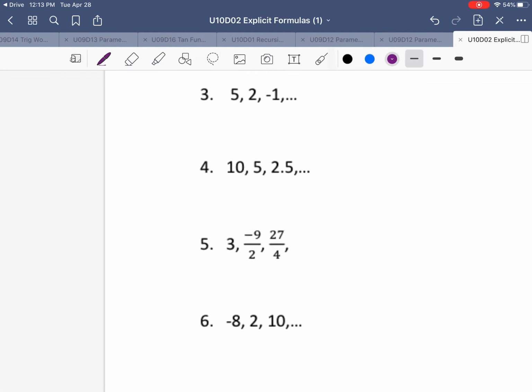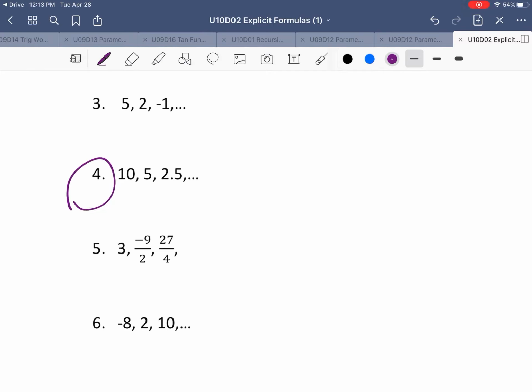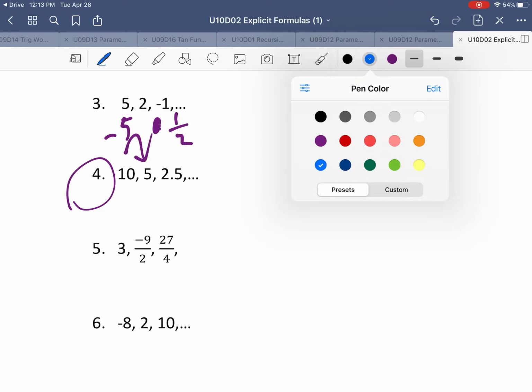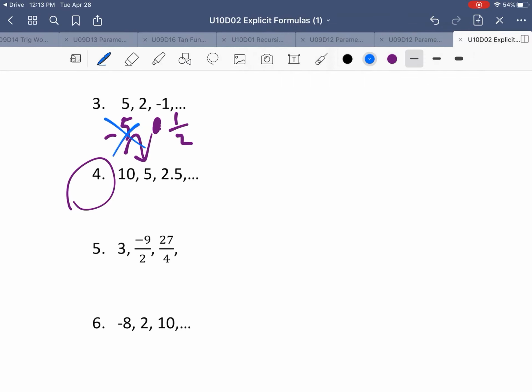So let's just pick one of these at random. Let's just pick 4. Well, I'm going to look at these problems. So to get from 10 to 5, I can either subtract 5, or I can multiply by half. So based on those possibilities, I need to see how I can get from 5 to 2.5. Well, 5 minus 5 is not going to be 2.5, so it can't be that. So the rule is times 1/2. So that means this sequence is geometric.